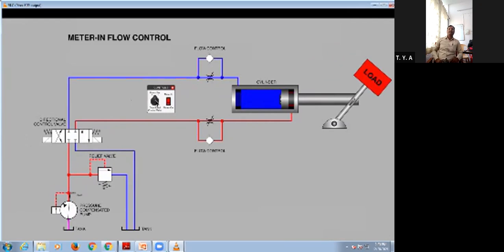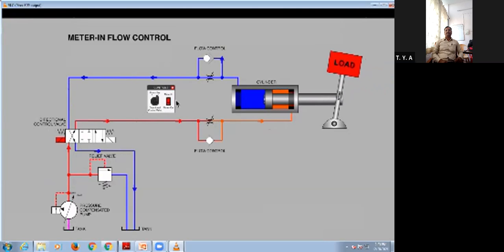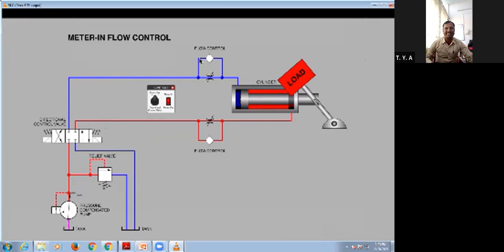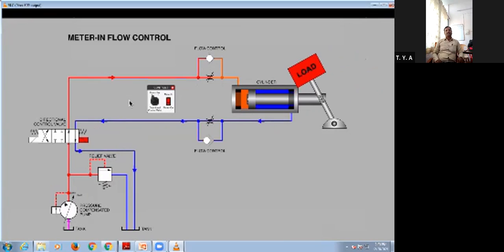Now let's watch meter in flow controlling taking place on the line that feeds the rod end port. This will be meter in for the retracting of the cylinder. You could see that fluid is being metered on the bottom line, and oil leaving the blind end port can do so freely through the return flow check valve mounted to the needle valve. Let's work forward and back again.